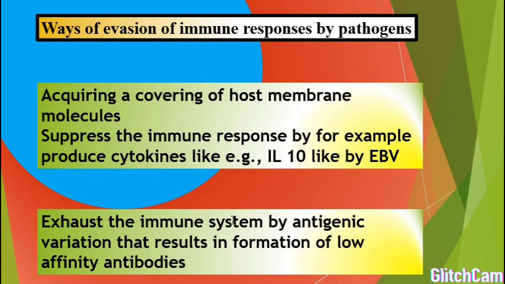and then this will result in formation of a new protein, and so the immune system will see this protein as if it sees it for the first time, so it will produce a new defense against it, and then the pathogen will again change the surface molecule. This process may exhaust the immune system, and also the immune system in such a condition may produce some antibodies of low affinity.